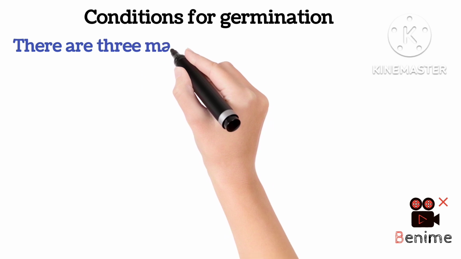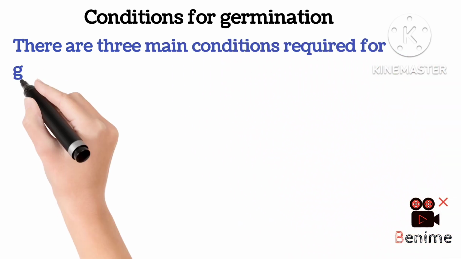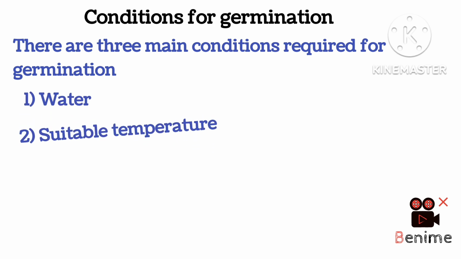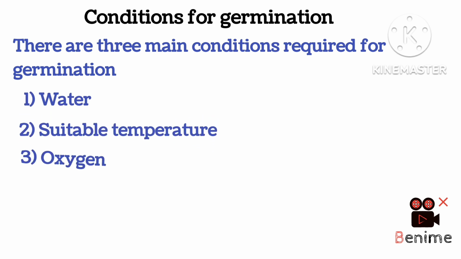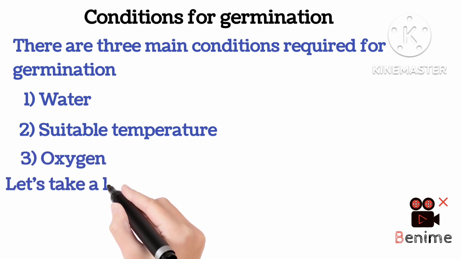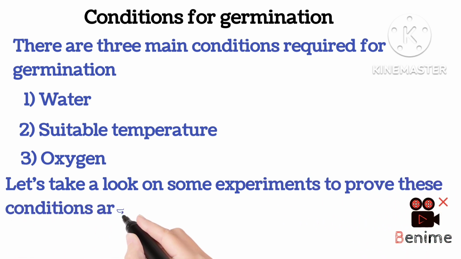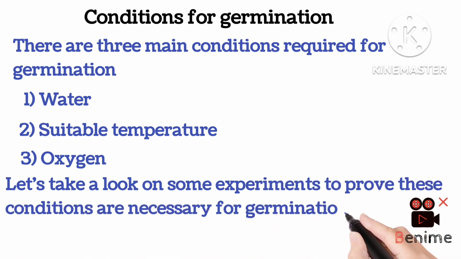Conditions for germination. There are 3 main conditions required for germination. First is water, suitable temperature, and oxygen. Let's take a look at some experiments to prove these conditions are necessary for germination.